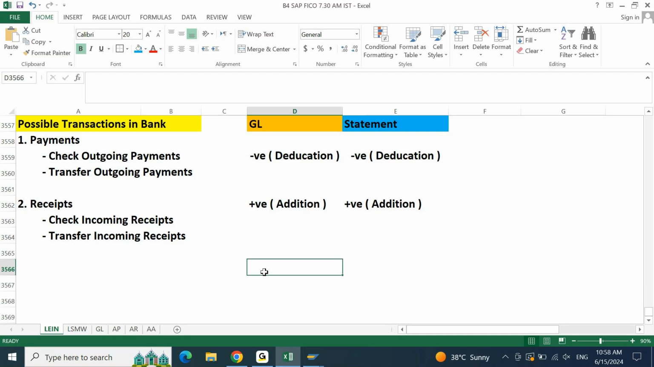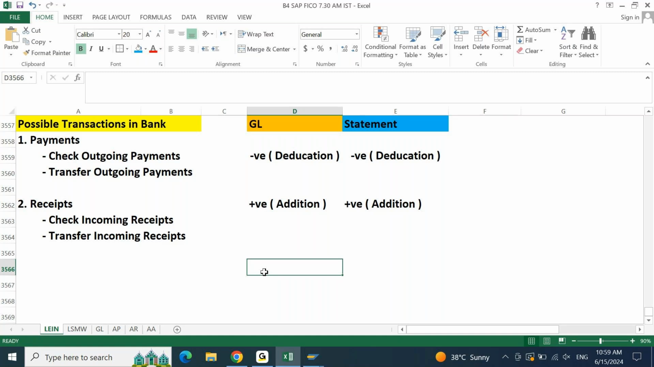Meaning, before you step into SAP, before you look at SAP screen configuration, you need to have clarity. When I'm talking about bank account, I need to first understand that I am going to identify a bank account, point number one, based on the account number.